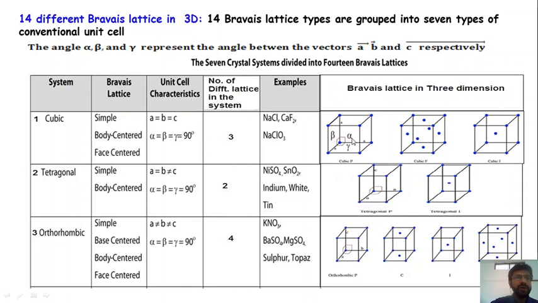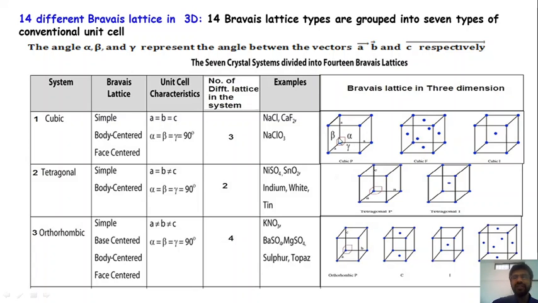Now the first one is the simple cubic structure. Here all lattice points, or the atoms, are at the corners of this cube. The second one is the body centered, and the third one is the face centered. In the body centered, one atom is at the center of the cubic structure, and in the case of the face centered, one atom is located at every face of the cube, and due to that it is known as the face centered type of cubic structure.